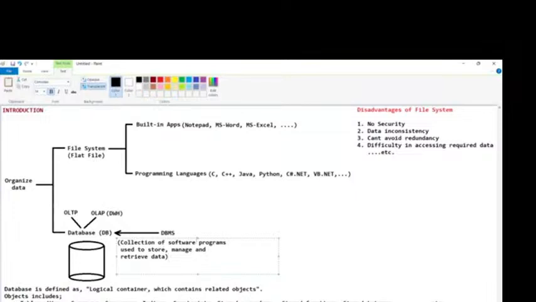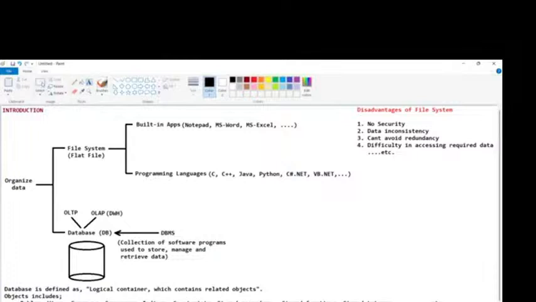A collection of software programs used for three reasons: you can store data, you can manage data, you can retrieve data. And one most important point is that retrieval will play a major role in a database, and data retrieval is based on three factors.